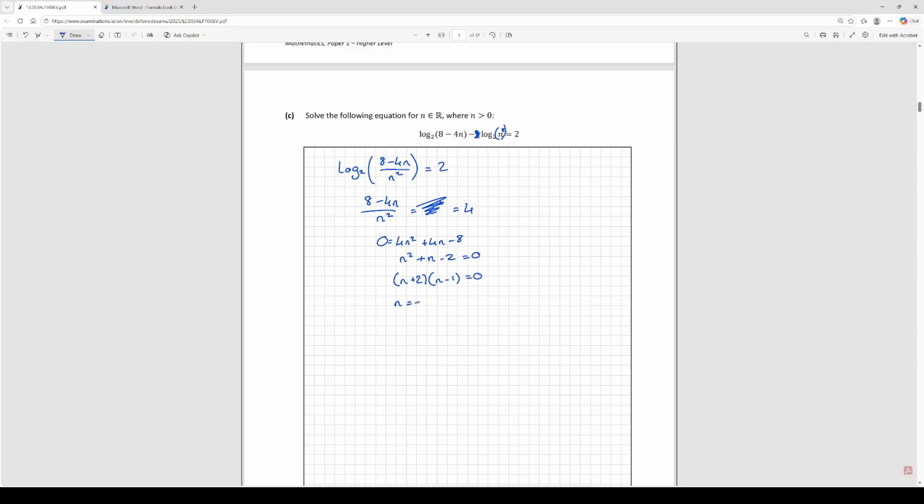So n is equal to minus 2 and n is equal to 1. But we'd have to go back and check that makes sense. The 1 is fine. I think the minus 2 isn't. Oh yeah, well, it even tells you, even without checking. I was subbing them in, but it even tells you n has to be greater than 0. So I'm going to assume it's n equals 1.